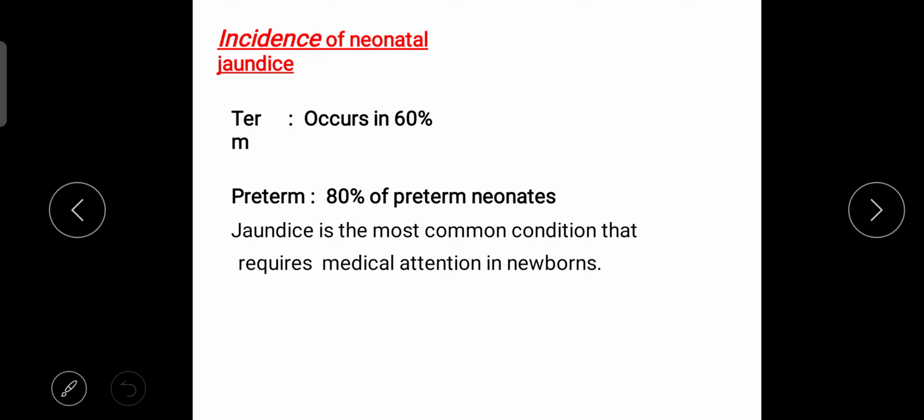Next is incidence rate. In case of a term baby, meaning a full term baby, if the mother completed 37 weeks of gestation, the chance of getting jaundice is 60%. Or in case of a preterm baby, meaning a baby born below 37 weeks of pregnancy or gestation, they have an 80% chance of getting jaundice. And jaundice is the most common condition that requires medical attention in the newborn.